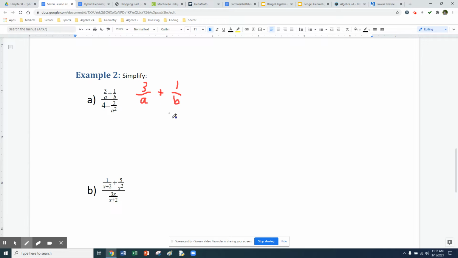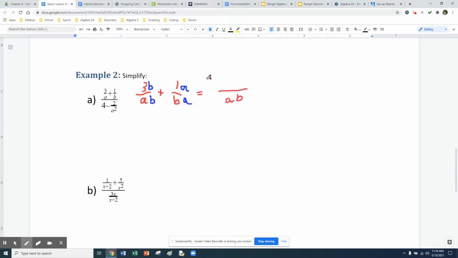Now, a and b are not the same, so we have to create a common denominator by multiplying a and b together. So I'm going to make my denominator ab, which in this fraction means I need to multiply my numerator and denominator by b. In this fraction, I need to multiply my numerator and denominator by a. So that's going to now make a common fraction of ab. So I'll add that together.